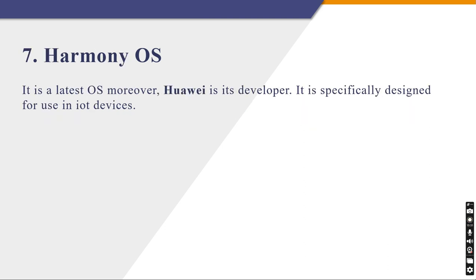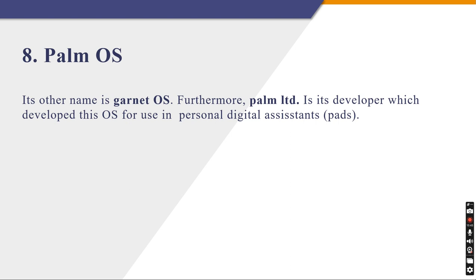Okay, Harmony operating system. It is the latest operating system. It is specially designed for use in IoT devices. Next is Palm OS, a very important operating system, because Palm OS is like your smartwatches, tablets, and Android devices. Its other name is Garnet operating system.